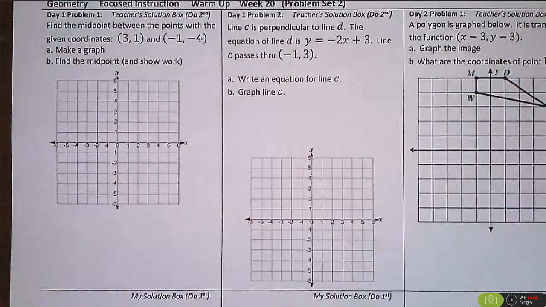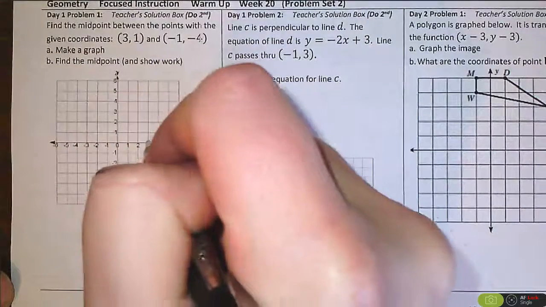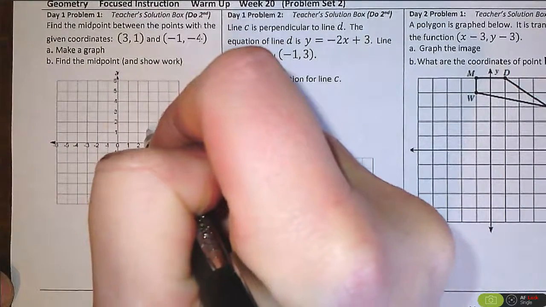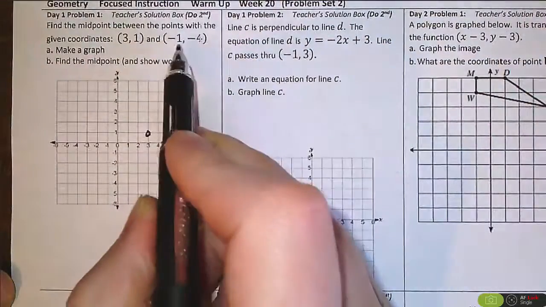Here's the answer to day 1, problem 1. Find the midpoint between the points with the given coordinates by making a graph and then by showing work. So let's graph these dots. (3, 1) is right 3, up 1. There's a dot right there.